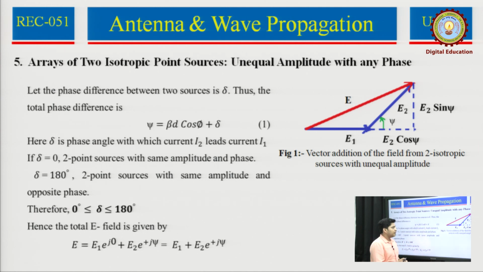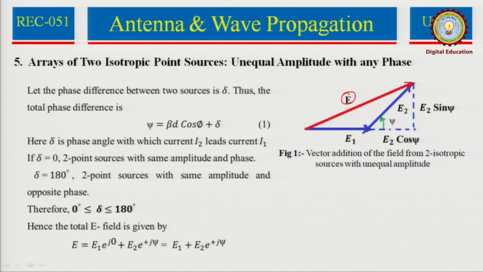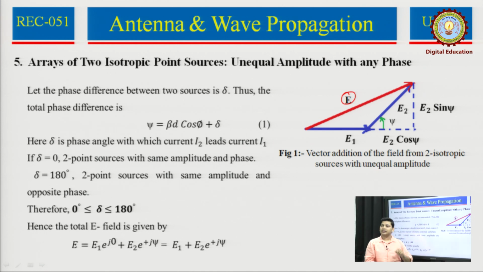Now, if we draw the vector representation, this is the E1 field, this is the E2 field. The angle between these two is the phase psi, and this is the resultant total net electric field. We have to now add these two fields. As we earlier discussed, if there is no initial phase difference, delta is equal to 0, then these are the similar cases of two point sources with the same amplitude and phase, which we started with in the first lecture of this antenna array unit.